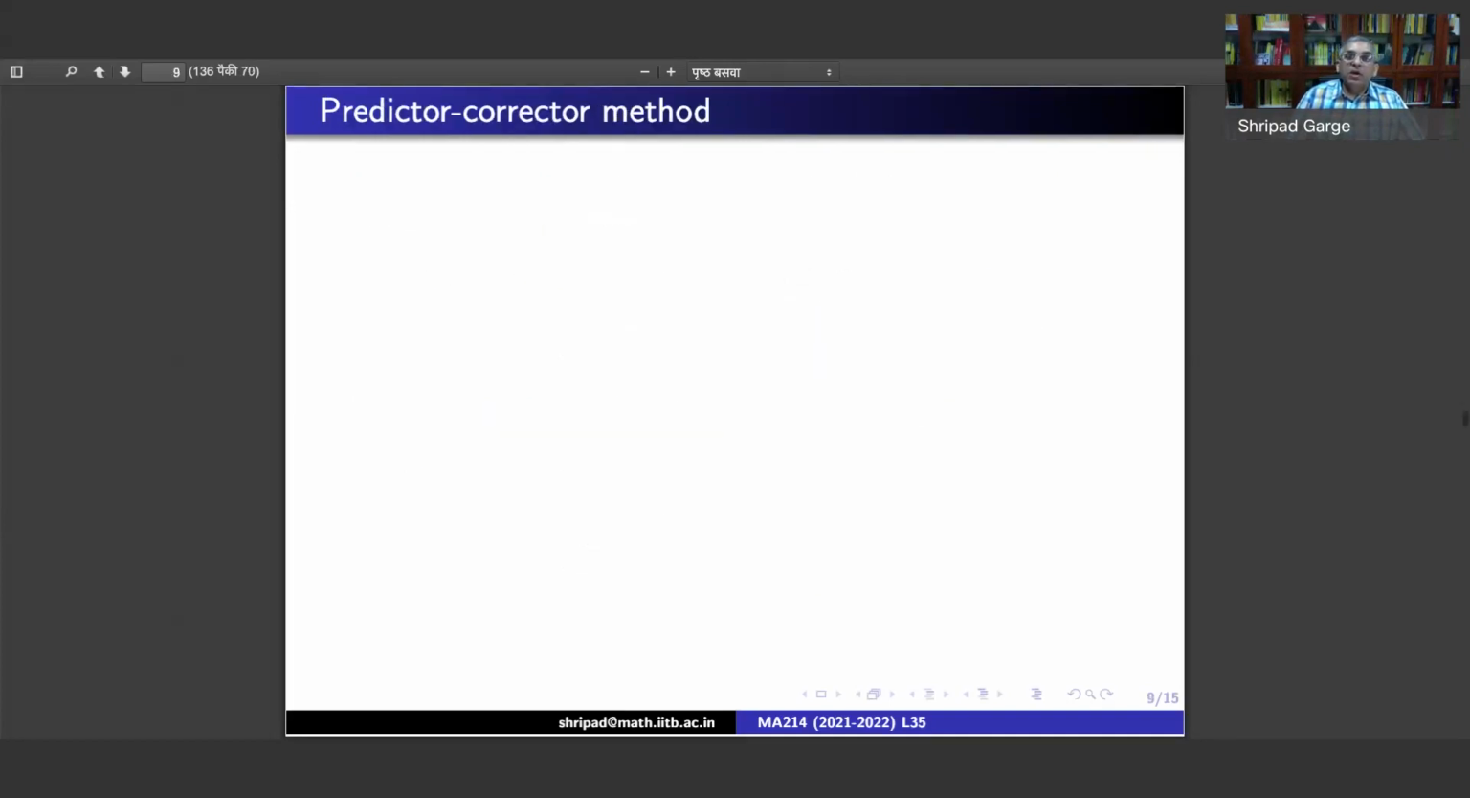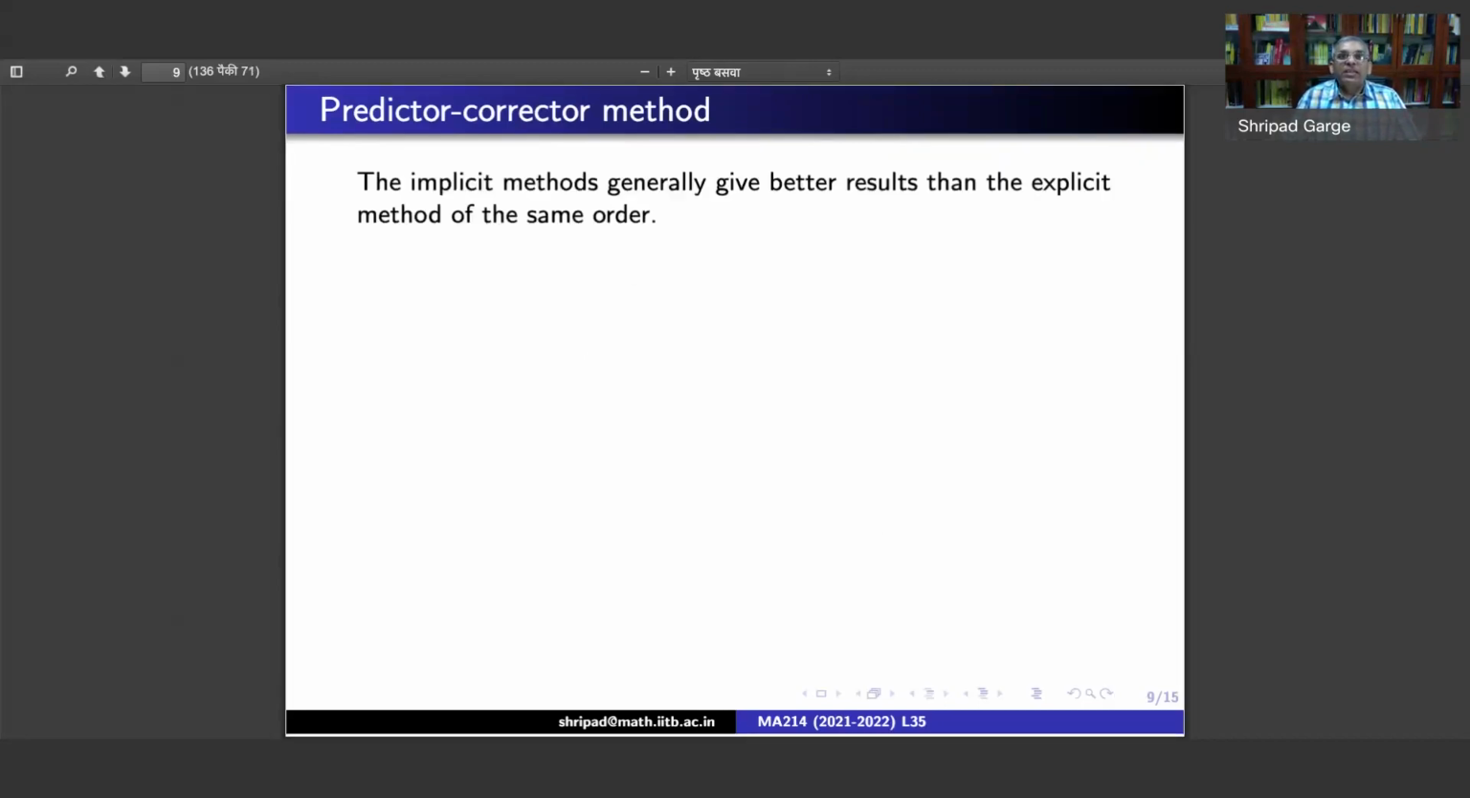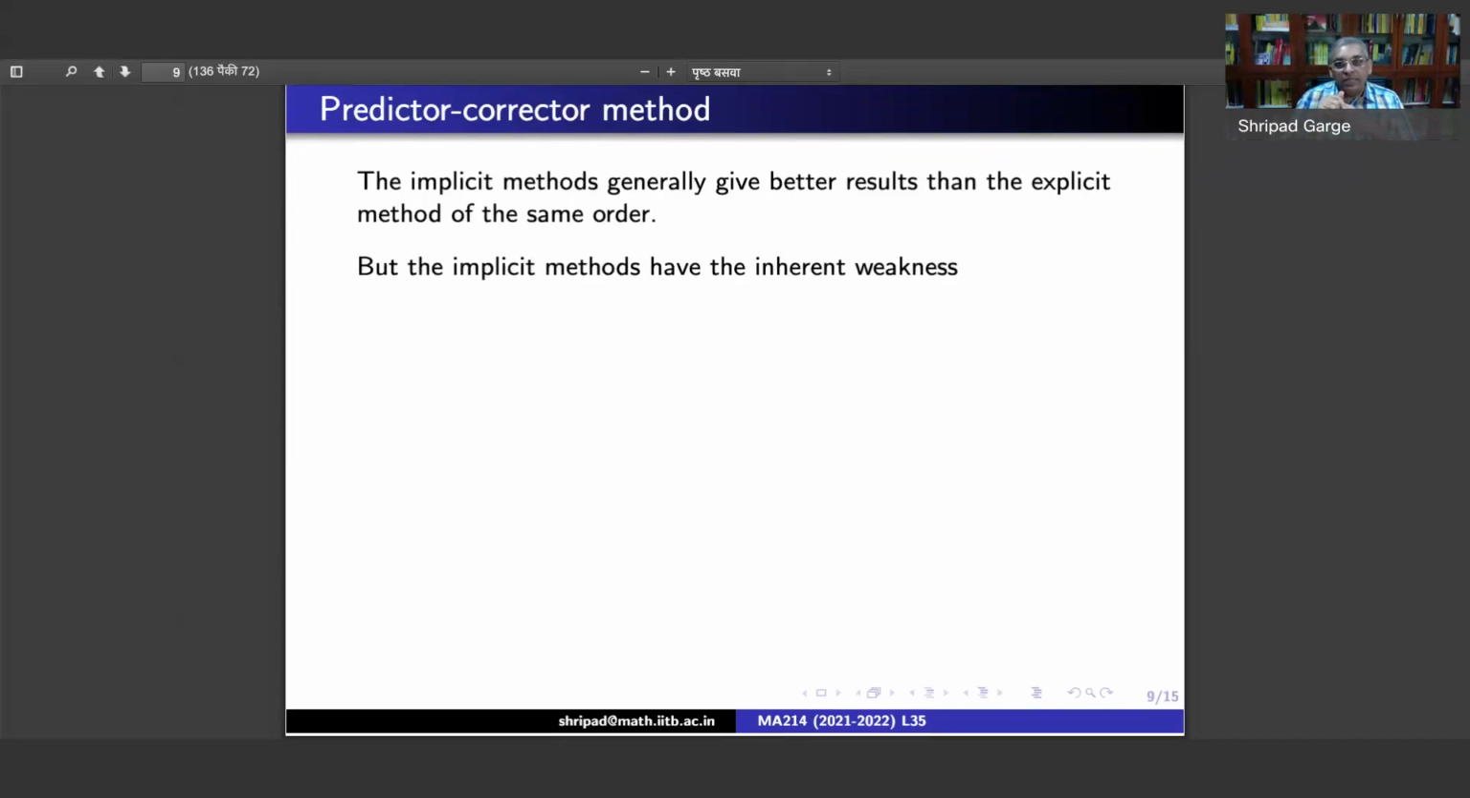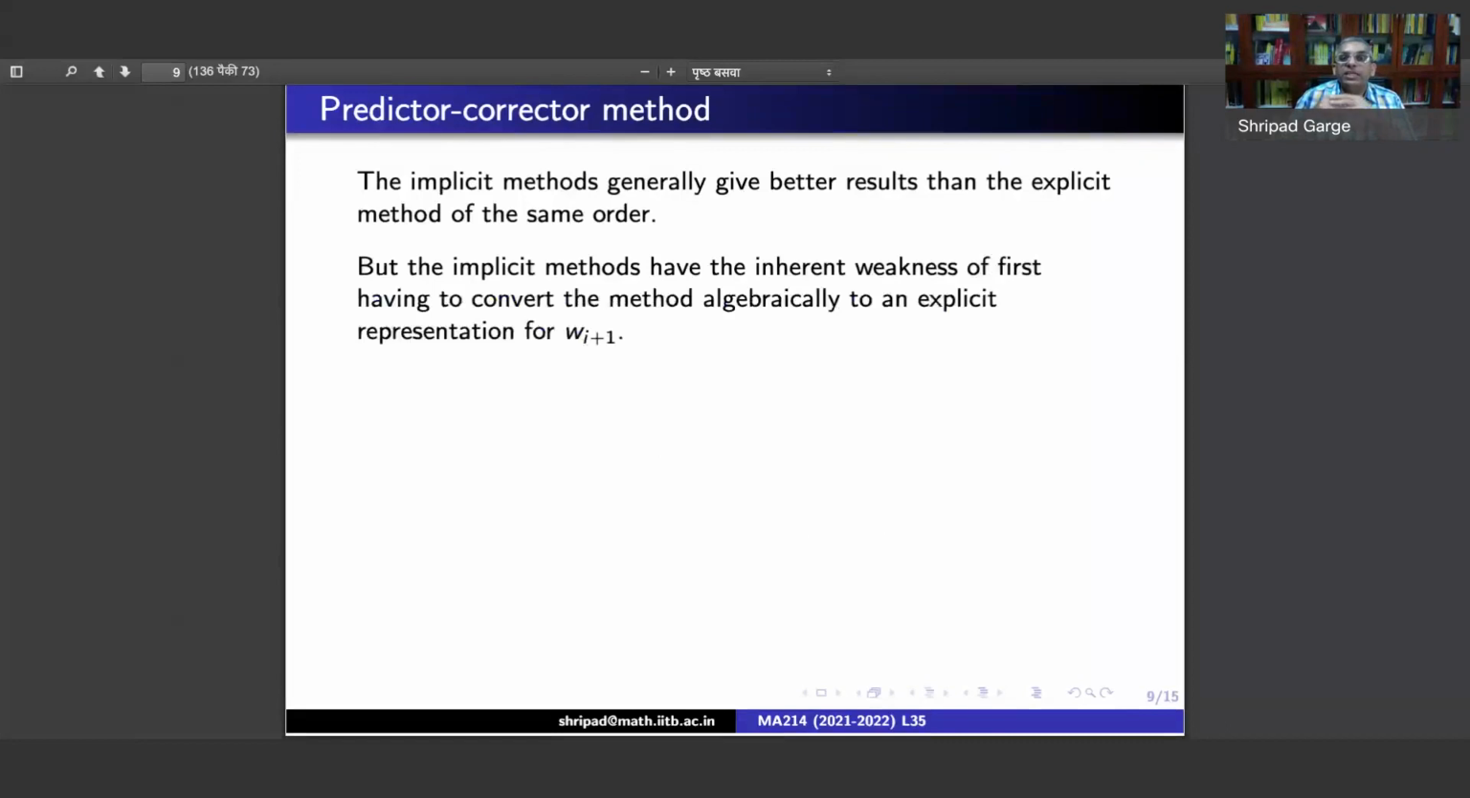Now we are going to something called the predictor-corrector method, which will help us improve upon that explicit Adams-Bashforth approximation, where we failed very badly compared to the Runge-Kutta method of order 4. No wonder that Runge-Kutta method of order 4 is so popular. Let's again stress upon this, that implicit methods will generally give better results than the explicit method of the same order, but there is an inherent weakness which I have just now told you, that you have to first convert the method algebraically to an explicit representation of wi plus 1. That is the thing that we will have to do, and this is not always possible.